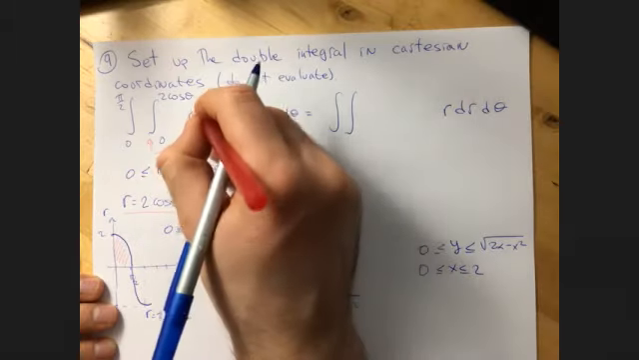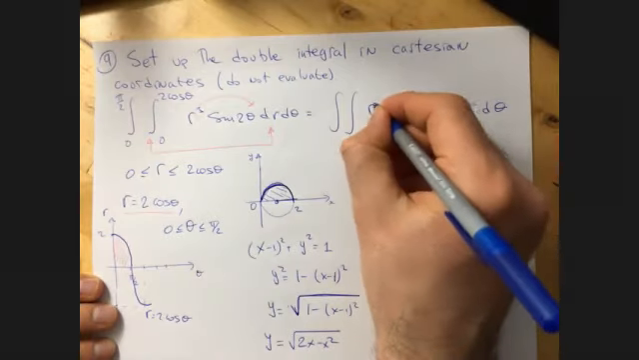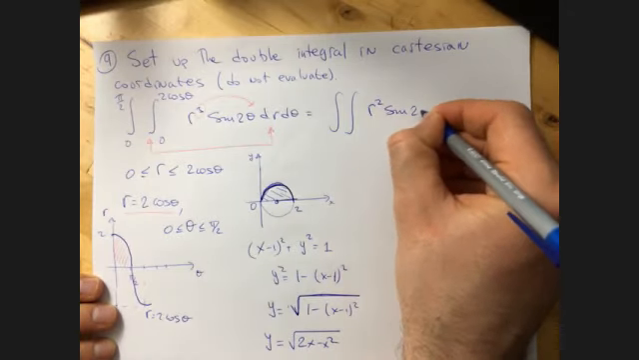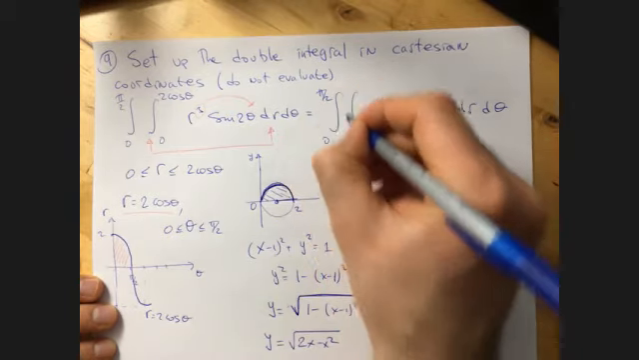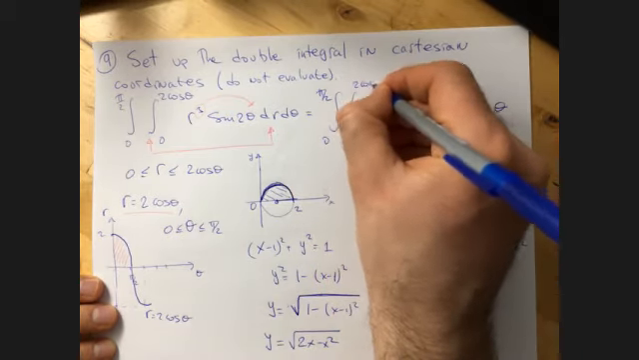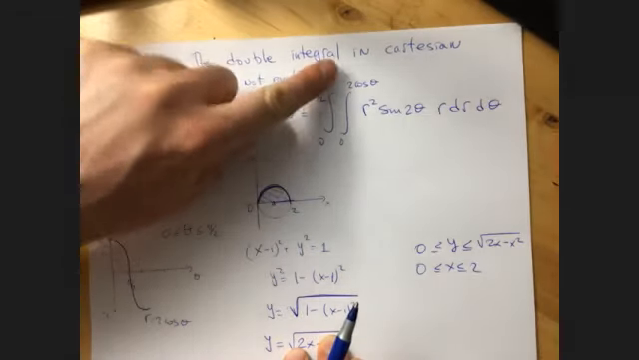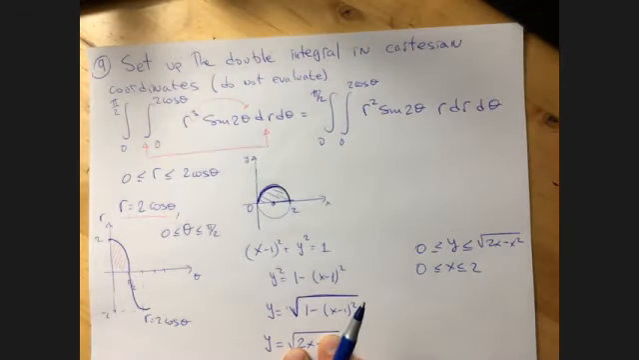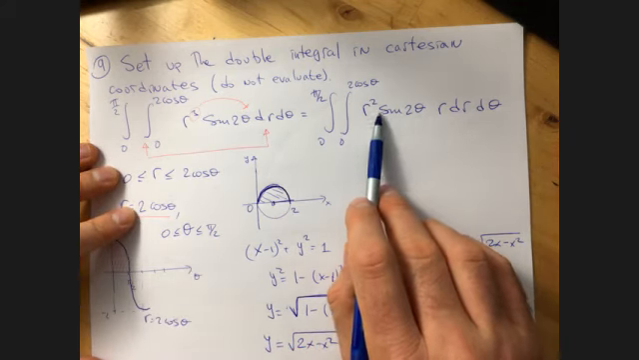I'm going to borrow that r from here, which is going to leave me with r squared sine of 2 theta, from 0 to pi over 2, from 0 to 2 cosine theta. At this point, I know what the bounds of the double integral in Cartesian coordinates are going to be. Now I'm just wondering what the integrand is going to be.